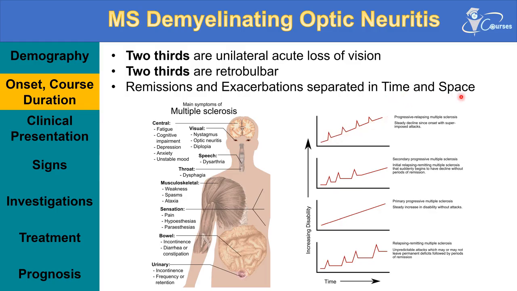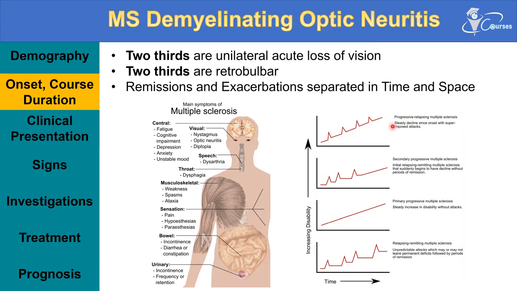So what is meant by separated in space? Meaning that in one attack, it may involve the eye. The other attack may involve the urinary system. The third attack may involve the musculoskeletal system. So space means that they affect different anatomical locations. Okay. So they are separated in time, they are separated in space, and even this separation has different patterns.